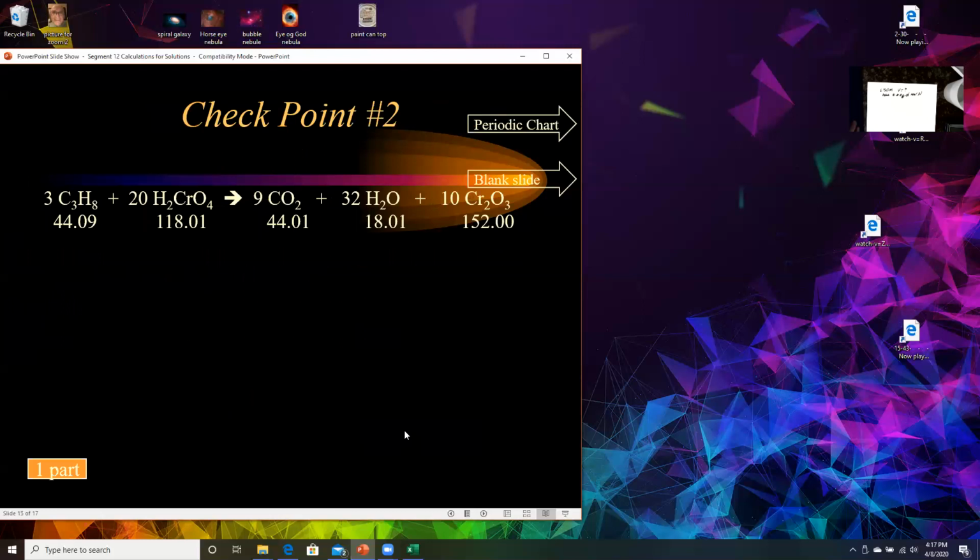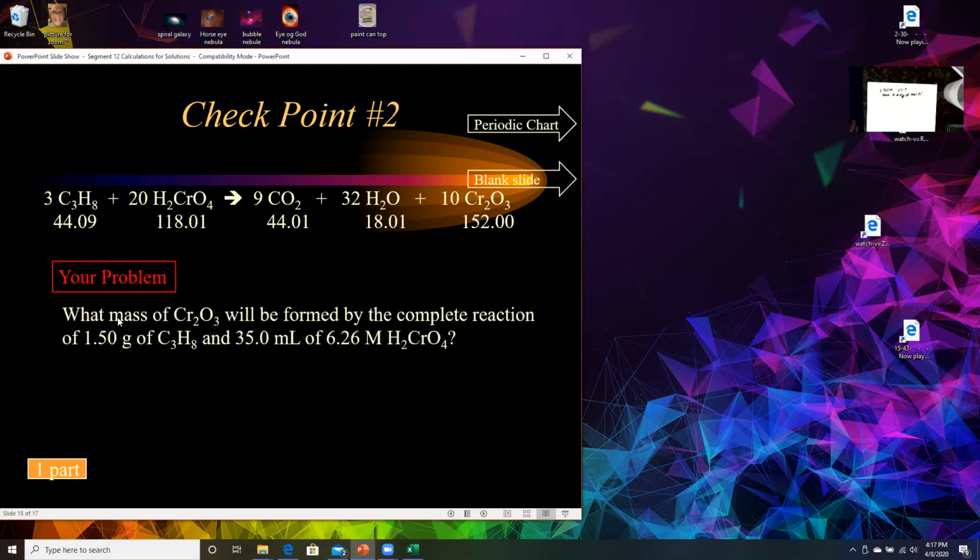Okay, here's your checkpoint. Now, this is a very difficult equation. It's one of the so-called 5 impossible equations to balance. No, it's not. I've modified this one, but it's similar to one of them. Okay. Now, the problem you've got is what mass of chromium 3 oxide will be formed by the complete reaction of 1.5 grams of propane and 35 milliliters of 6.25 molar chromic acid. Okay, now remember, you don't have to go grams to moles, moles to moles, moles to grams.